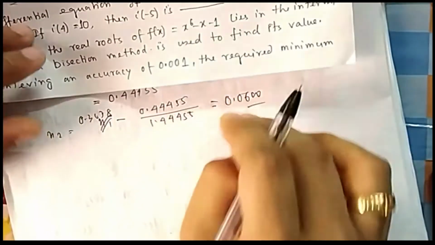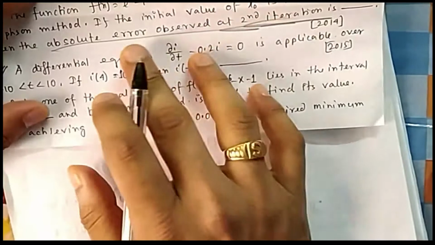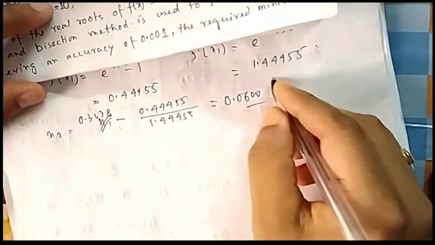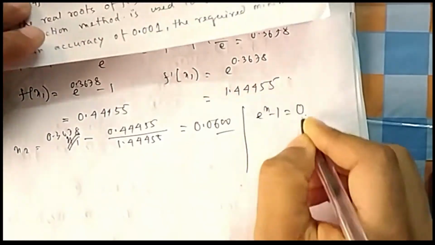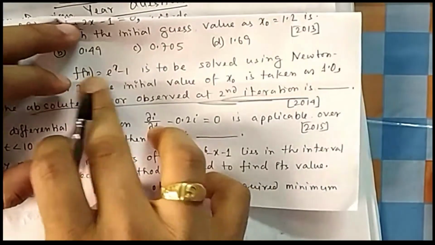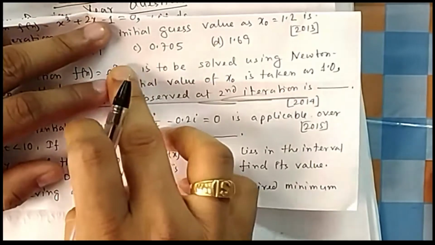But this is not directly the answer. They are not asking for that, they are asking you the absolute error. So error means you need to find the actual answer, then the error. What is the actual answer? This one you have to solve. Solved means f(x) should be equal to 0. Solve means for what value of x it is equal to 0. This is known as the solution.